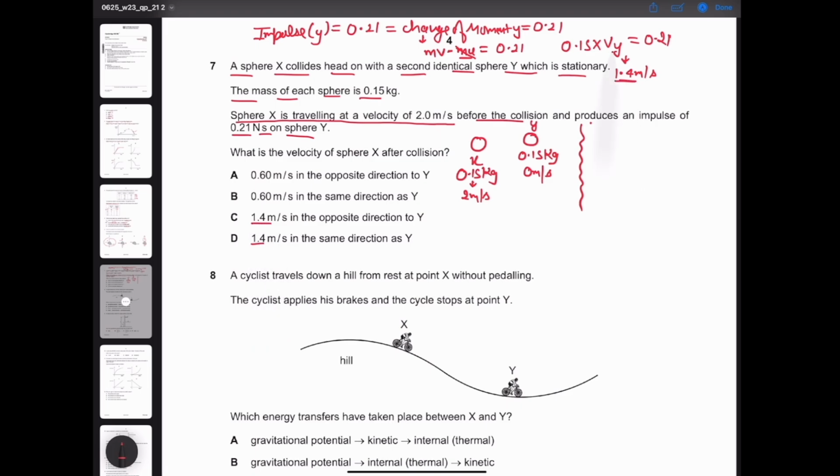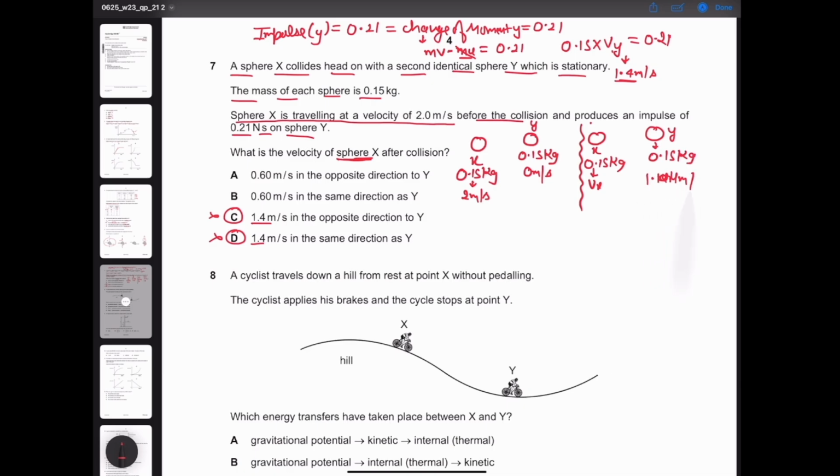This is the velocity of sphere y. You have to figure out the velocity for sphere x. So from this, it is obvious C and D are not the answers. Alright, but now how do we solve this? See, for sphere x, the mass is the same, 0.15 kg. You're trying to figure out its velocity now, and sphere y is 0.15 kg, and now it is moving with a velocity of 1.4 meters per second.